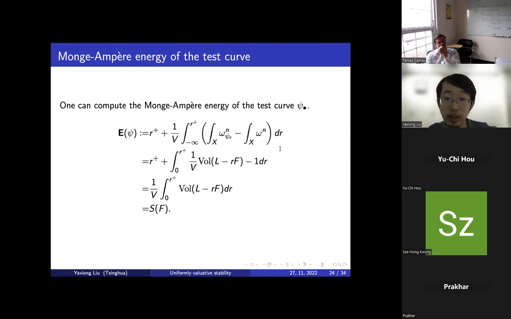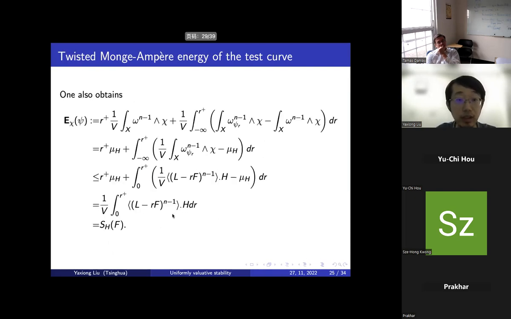The definition is the first equality, which is equal to this one. We replace this by this one, and so the Monge-Ampère energy of the test curve equals the S invariant. And we can also do the same for the test curve; the definition is the first equality, and by this one, due to the lemma, it is equal to the S_H invariant. So the twisted Monge-Ampère energy of the test curve psi is smaller than or equal to the S_H invariant.